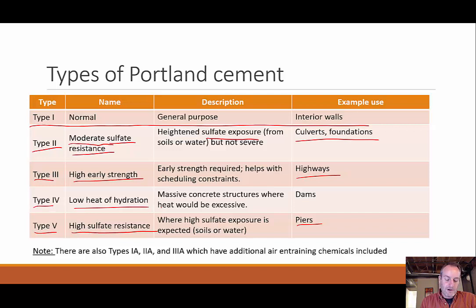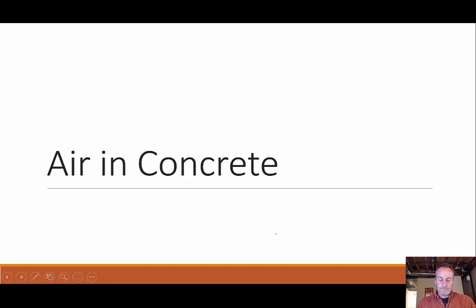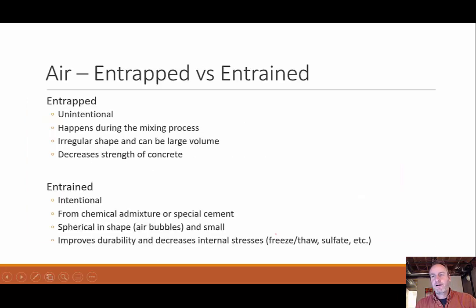Type 4, we have a low heat of hydration. So when we have a massive structure like a dam, then we have too much heat and we have to deal with all the issues with all that excess heat coming off our concrete, so we could use a type 4 low heat of hydration. So let's move on to the air in the concrete.